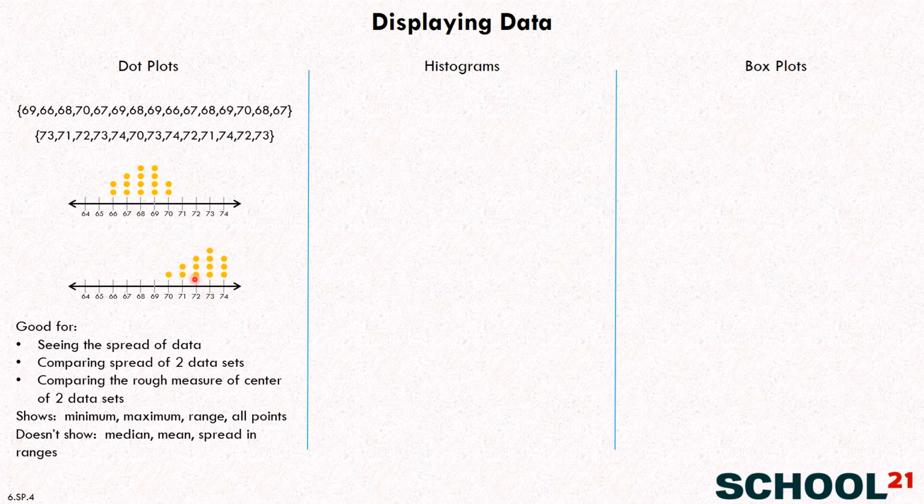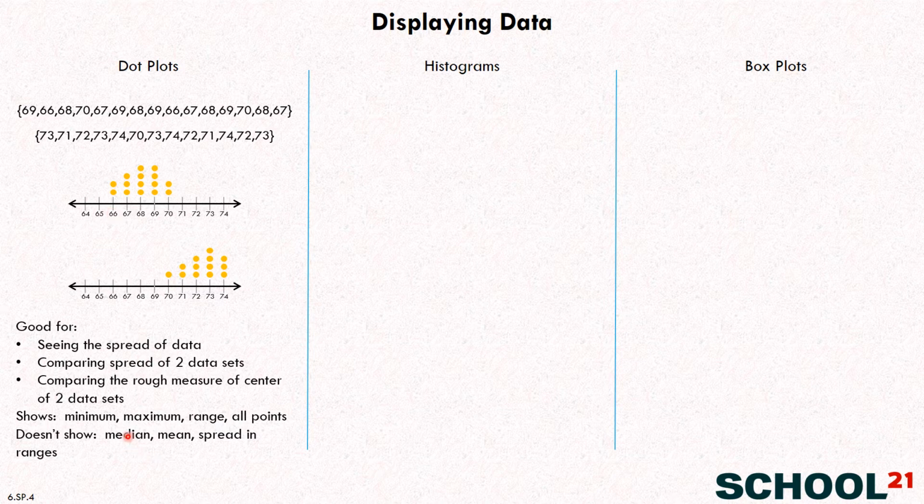And what a dot plot shows, it shows the minimum value because it shows all values. It also shows the maximum value. It shows the range, which is the bottommost up to the topmost. And it shows all of the different data points. So if you want a kind of graph that really shows every single data point that you've collected, then a dot plot might be the right one.